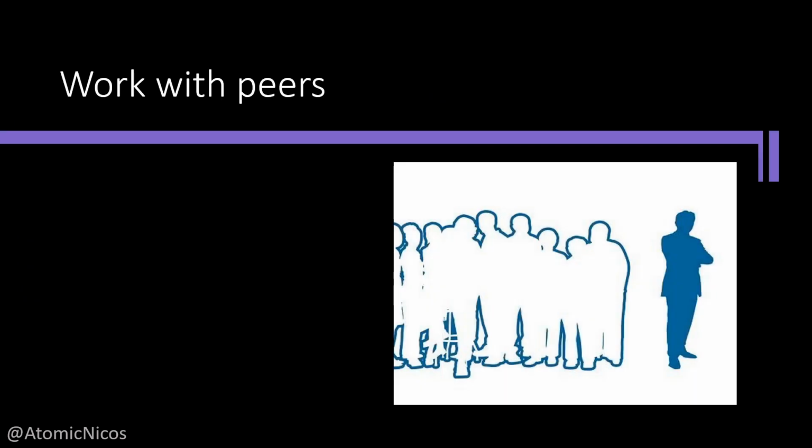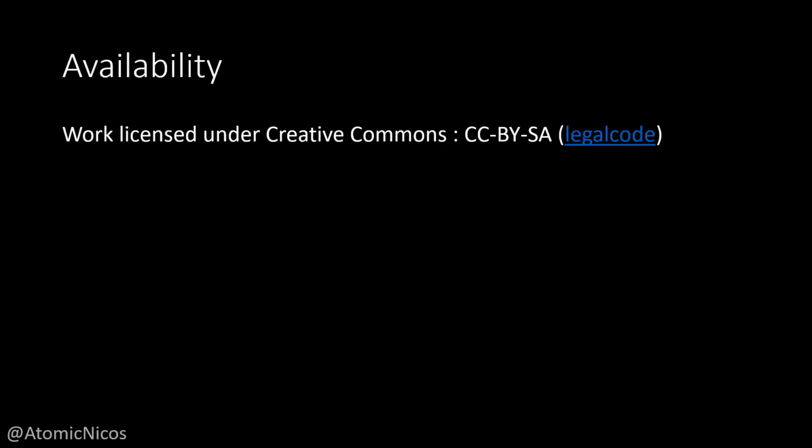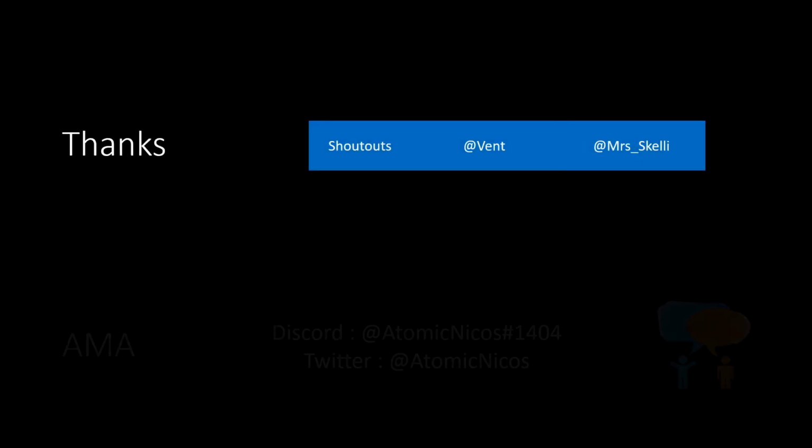Working with peers is good, so peer checking your work. Discussing with your team, if you're working in a team or with other people, doing an investigation is pretty good. And working on your strengths and on your weaknesses. So doing a lot of legwork on your strengths and doing some of the legwork on your weaknesses or cross-examining it, very important, because then you get better, basically. And yeah, that's pretty much it.